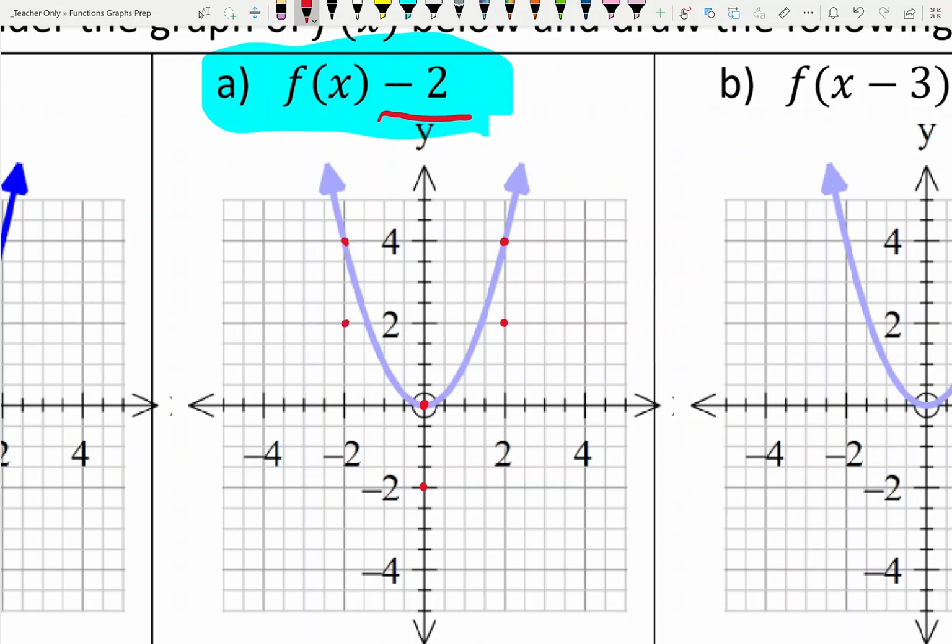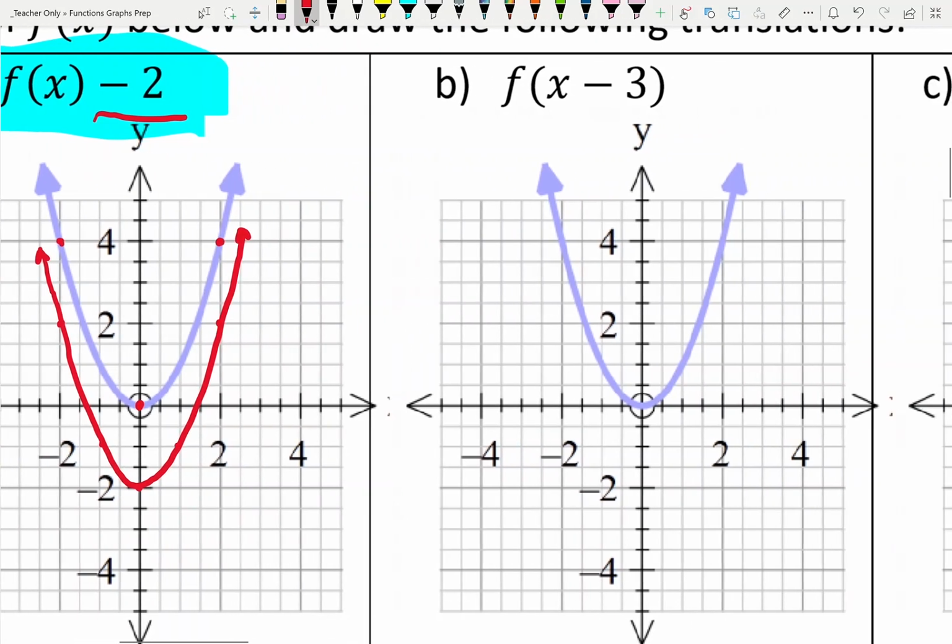You can do that as many times as you like, as many times as you need to. You should really be doing at least 3 points. And then from there, once we've got our points, we draw them in neatly and carefully. And you should end up with exactly the same shape, just translated vertically downwards.